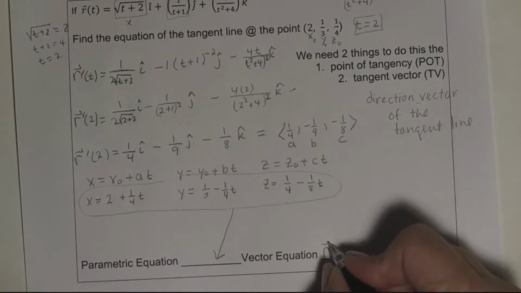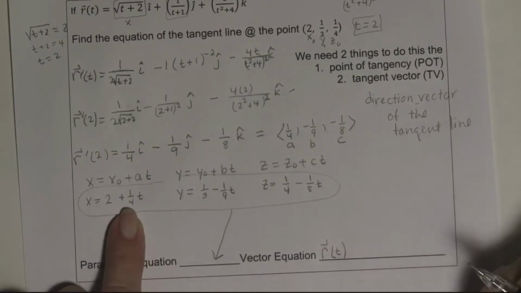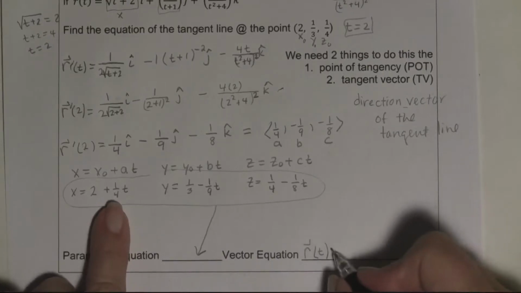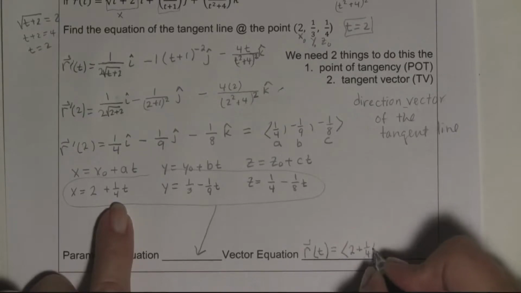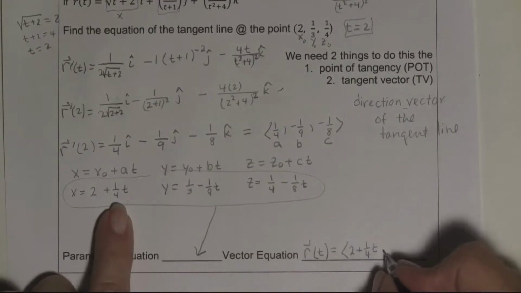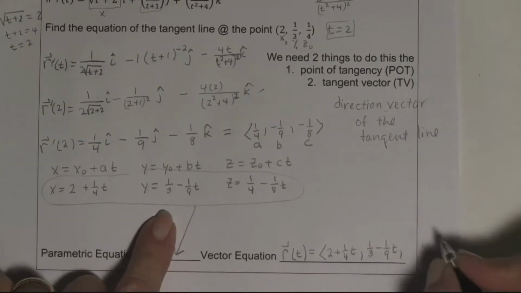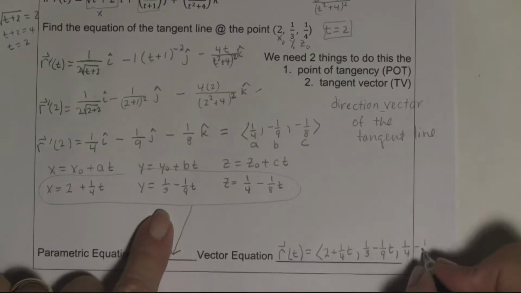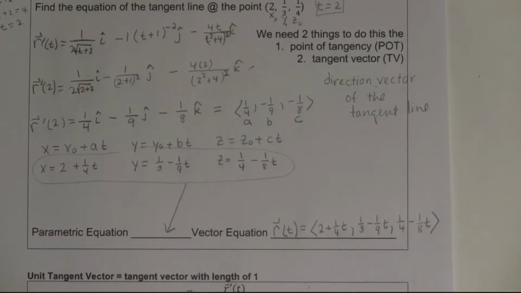And the formula for the vector is that you take each one of these, right, for the vector equation of the tangent line, and they just use r at t. So just like when you find the equation of the tangent line in 2D, and then you call it y. You know what I mean? And so it's the same kind of deal. And so this is going to be 2 plus 1/4 t. So you put the same thing right here in for the x component. 1/3 minus 1/9 t. And then 1/4 minus 1/8 t for the k. And then boom, we're done.